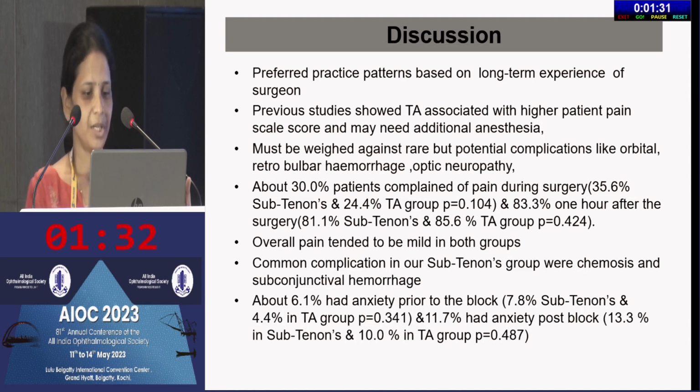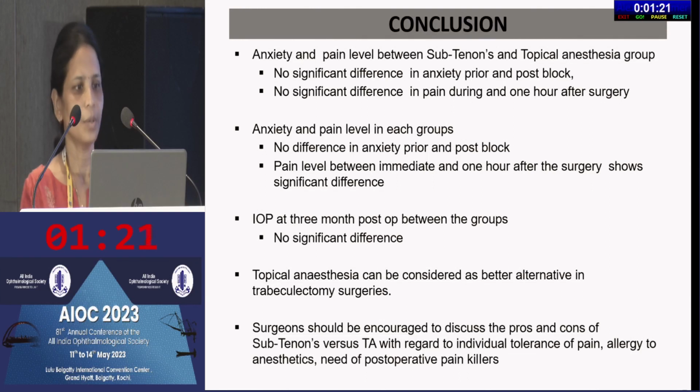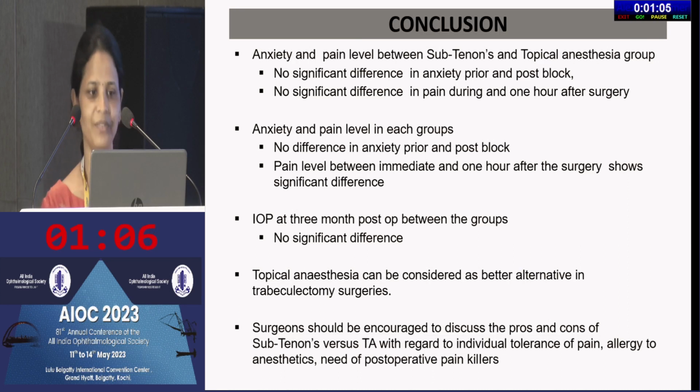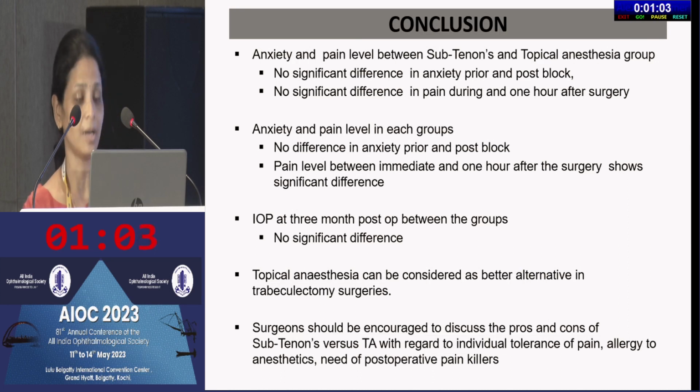The common complications in the subtenon group were chemosis and subconjunctival hemorrhage. About 6.1% of patients had anxiety prior to the block and 11% had it post-block. To conclude, the comparison of anxiety and pain levels between subtenon and topical shows no significant difference. Within each group, there is no significant difference in anxiety before and after the block, but there is a significant difference in pain between immediate and 1 hour post-op. The IOP control at 3 months shows no significant difference.